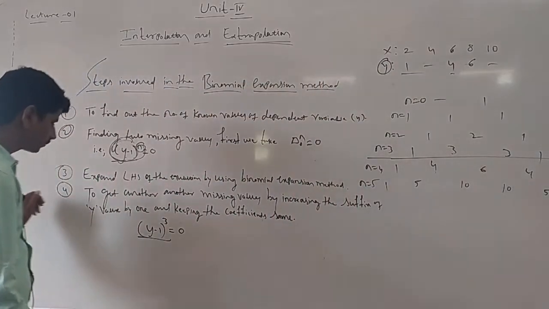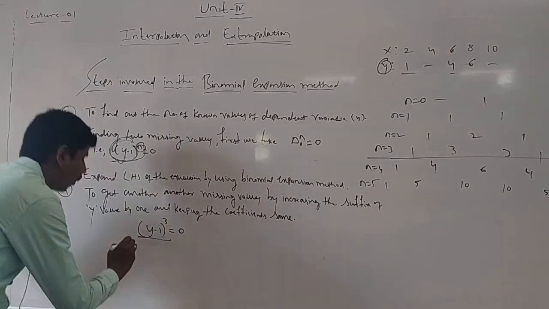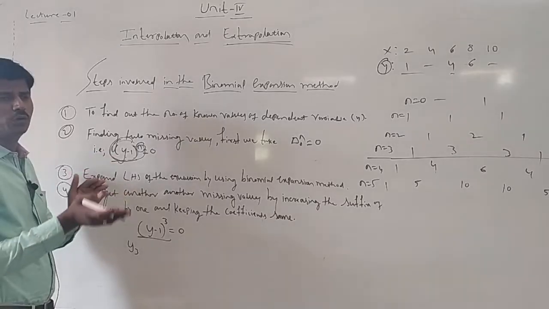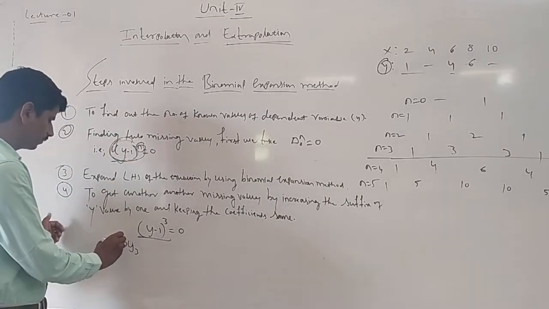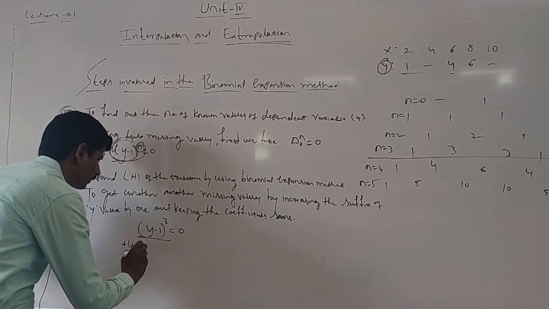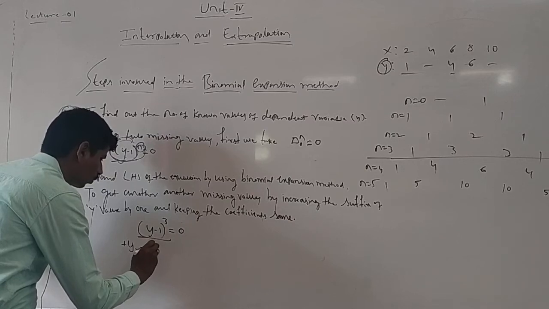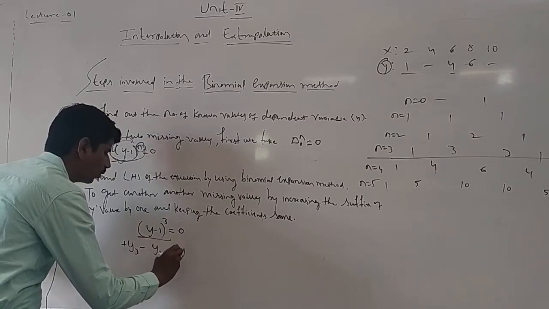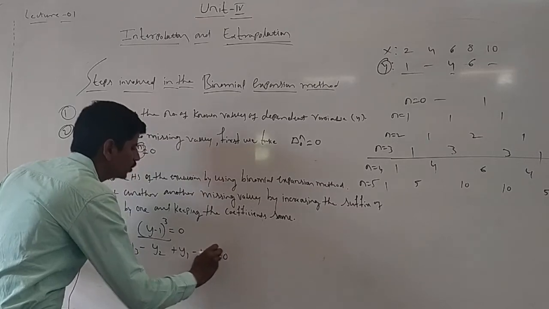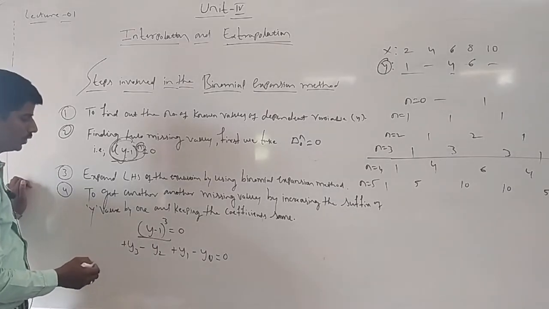Here you have to take first, that is y3. Here the signs are alternating. The first sign should be positive, then the signs alternate, positive, negative. Okay, y3 minus y2 plus y1 minus y0 equal to 0. So here y3 minus y2 plus y1 minus y0 equal to 0.